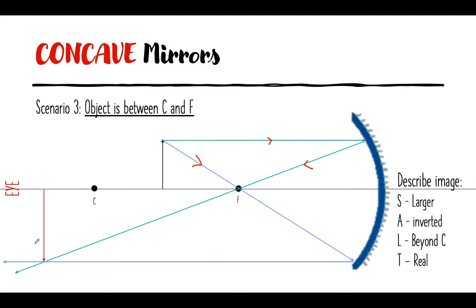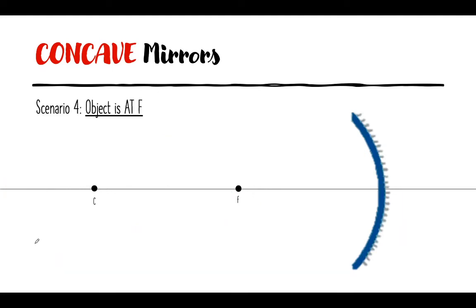So for scenario 1, 2, and 3, we've been using the same set of lines. For scenario 4, it's going to be a little bit different. My first set of lines is going to be the same actually, so I'm going to draw that. It starts at the top of the object, going back towards F.